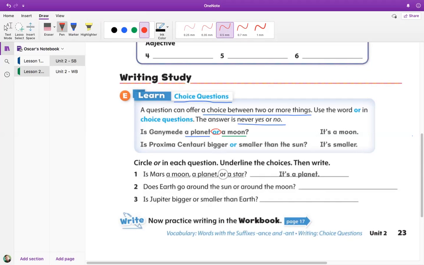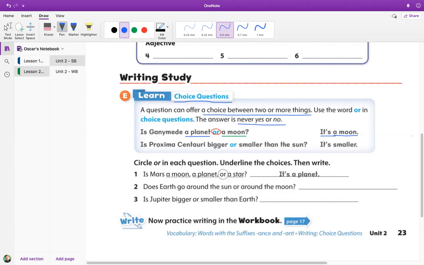And then how are we going to answer this question? We are going to choose one of the two choices that we have been given, a planet or a moon. We know that Ganymede is a moon, so we are going to answer with a short answer: it is a moon, or it's a moon. Do not just answer by saying a moon. You also have to use a pronoun and a verb. So it as a pronoun, is as a verb, or if you want to use the contraction, it's a moon. So never just answer a moon. It is better if you use a pronoun and a verb and make it a complete short sentence.